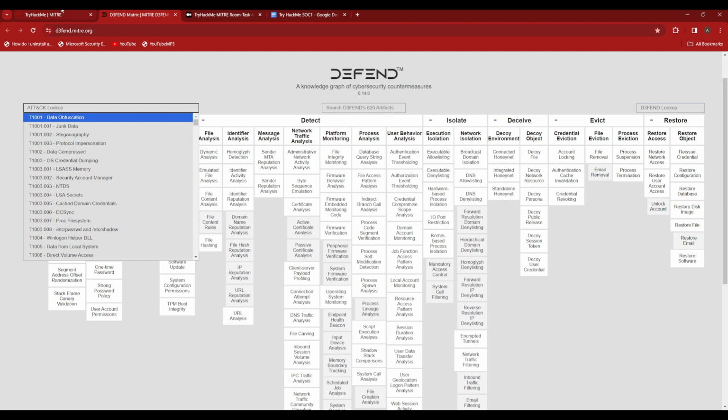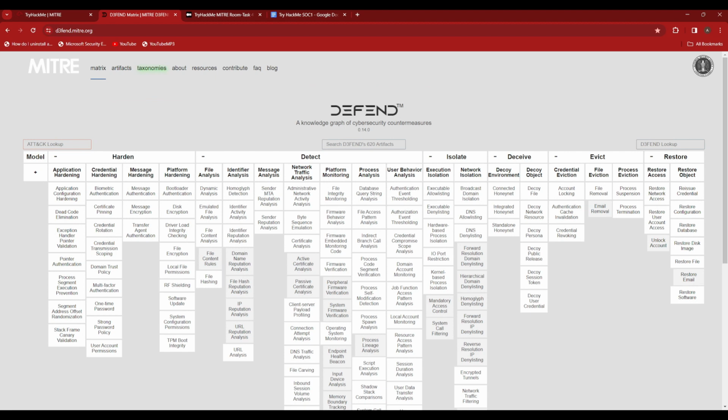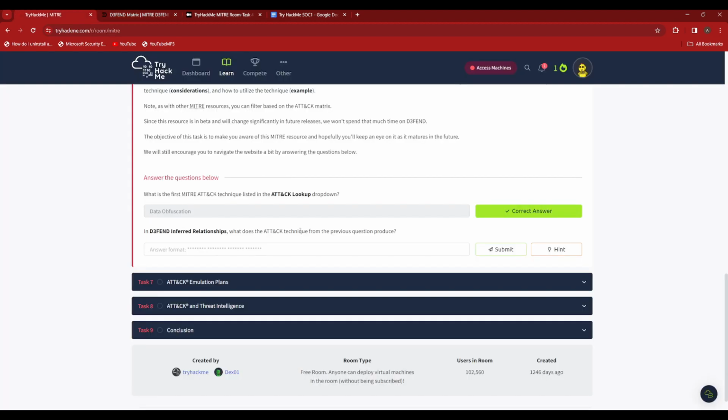But let's push on. Okay, so this one is actually pretty cool while using this D3FEND website. It says, under D3FEND for relationships, what does the attack technique from the previous question produce? So looking at the previous question, that was data obfuscation. Oh my God, I cannot say that word. Obfuscation.